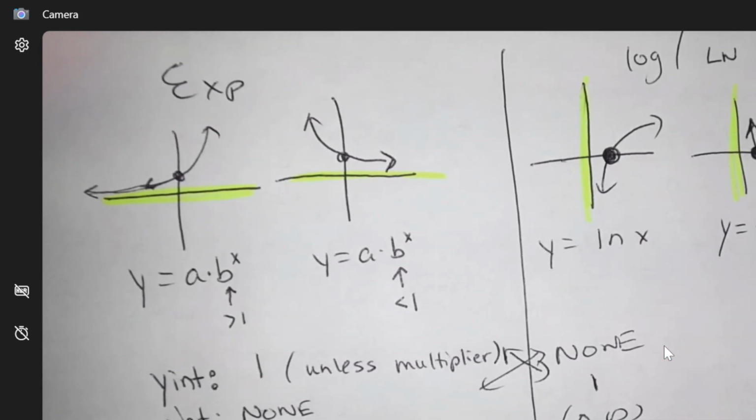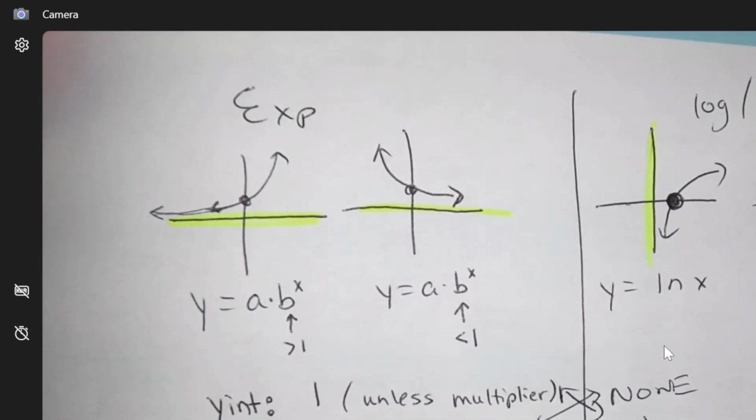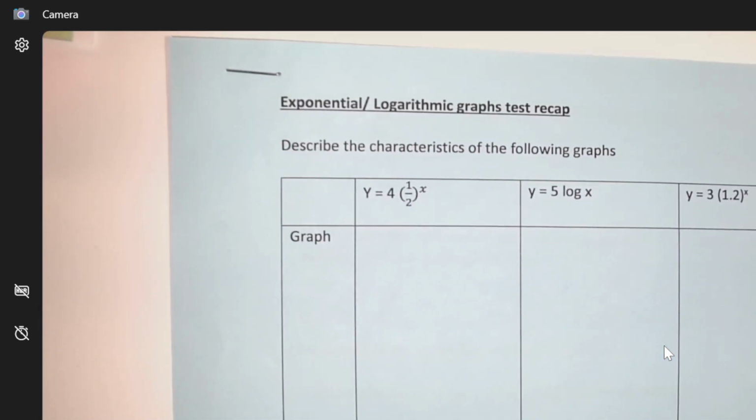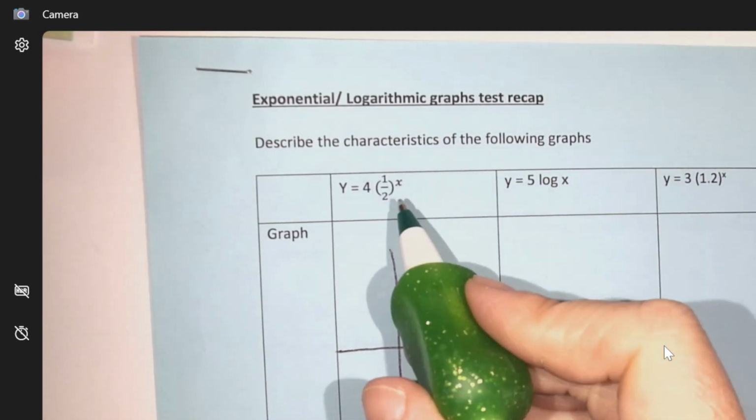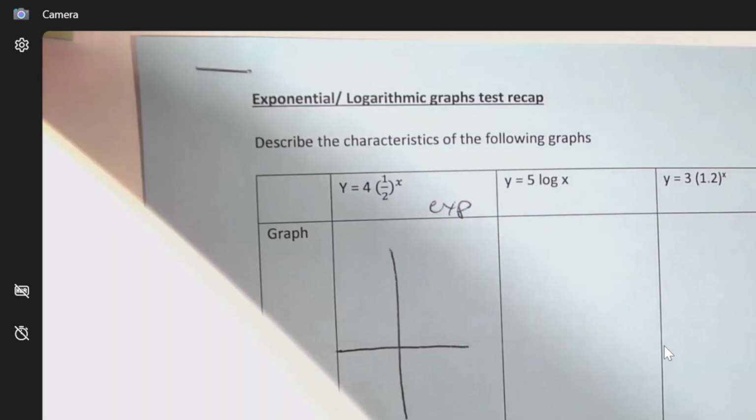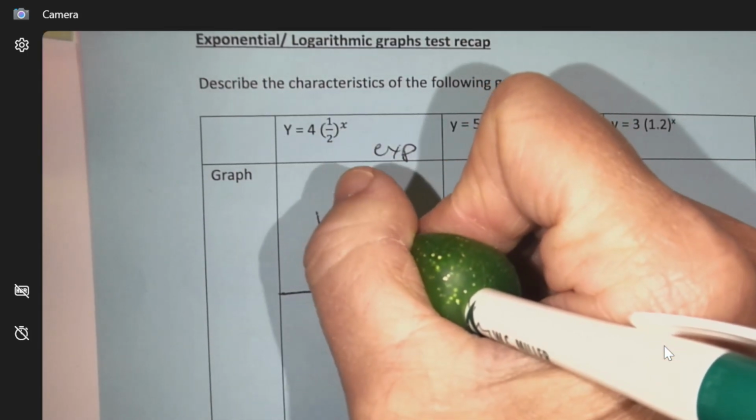So again, we kind of talked about the properties, mixed like that. Got it straight? Exponential, logarithmic. Okay, here we go. I'm going to graph this without even touching my calculator. This is exponential. Here we go. Is it option 1 increasing or option 2 decreasing? 2. It's the decreasing one.